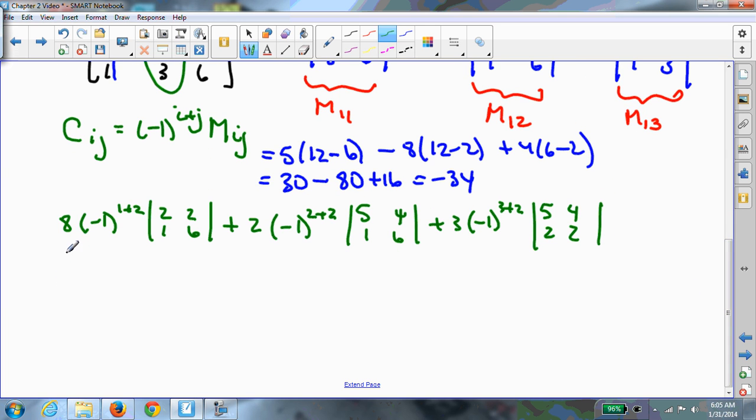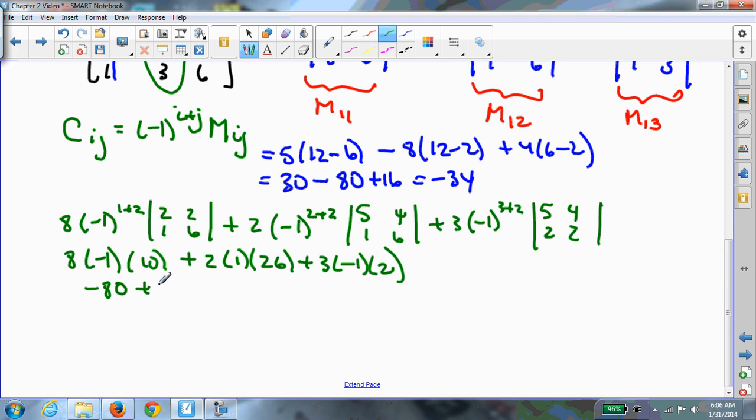So evaluating this, I would get 8 times negative, 12 minus 2 is 10, plus 2 times positive 1, 30 minus 4 is 26, plus 3 times negative 1, 10 minus 8 is 2. Negative 80 plus 52 minus 6, so that is negative 28 minus 6, and again, negative 34. So the advantage here is that you can use any row or any column, and therefore obviously it would be ideal to pick one that has a lot of zeros in it, fewer minor entries to work with.